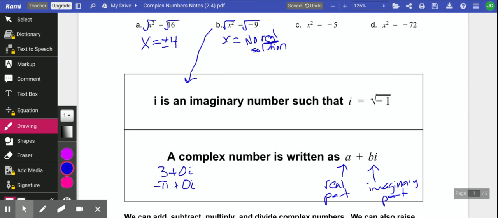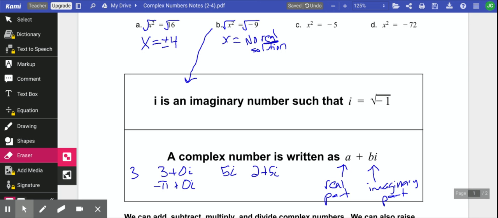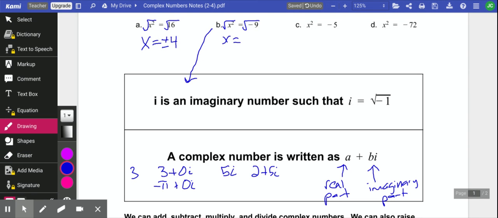Sometimes there's just imaginary parts like 5i. And sometimes there's just real parts like 3. And then complex numbers are going to have both. So like 2 plus 5i or something like that. So we'll get into complex numbers here in a minute. But let's back up to this thing. Because we now have this number, i is a square root of -1, we can do this problem.